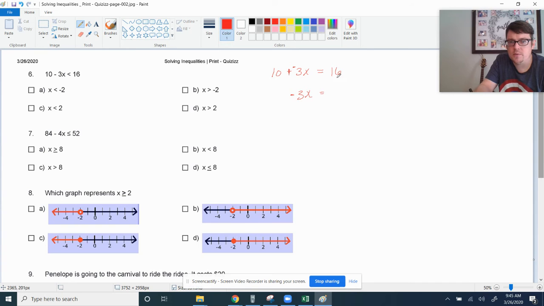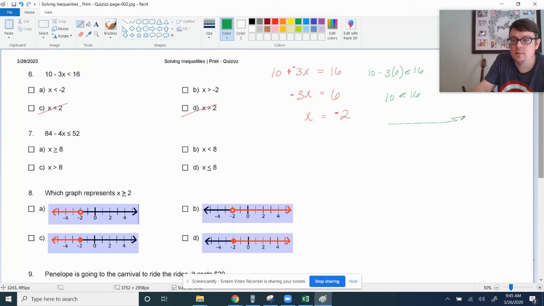So if you subtract the 10 from the 16, you get 6. And what number times negative 3 will give you positive 6? That would be negative 2. So negative 2 is our border number, so that eliminates these two. And we just got to decide which side makes it work. So let's try out 0. Let's see what happens if we plug in 0. 10 minus 3 times 0, less than 16. 3 times 0 is 0. 10 minus nothing is still 10. Is that true? That's true. So that means 0 is an answer.